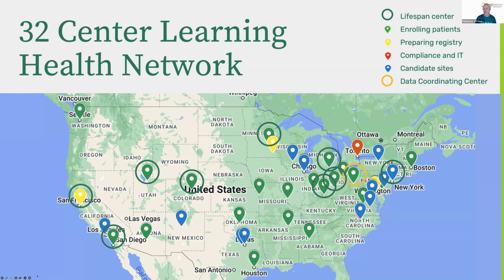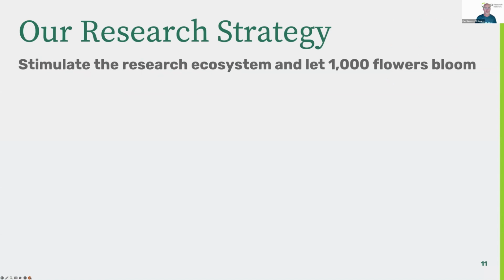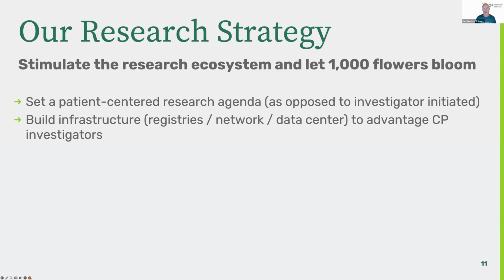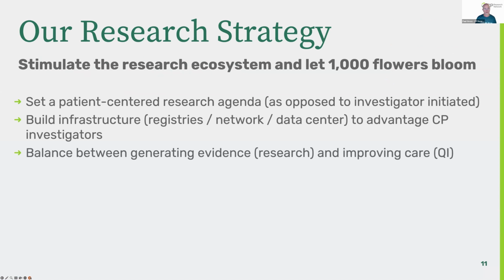And then the green circles indicate which sites are lifespan centers. They treat kids and adults and therefore contribute to the data in our adult research studies. And then the orange one is our data coordinating center, where our registries are stored, at the University of Pittsburgh. So our goal is to stimulate research. So we set a patient-centered research agenda. We build infrastructure, registries, the network, the data coordinating center, really to help investigators get funding for studies.